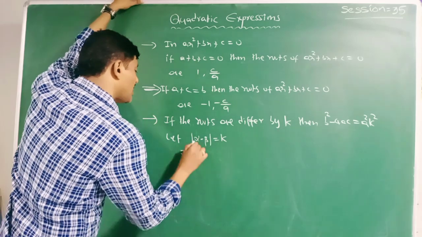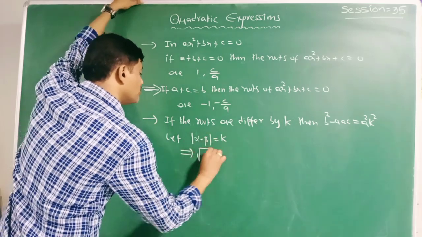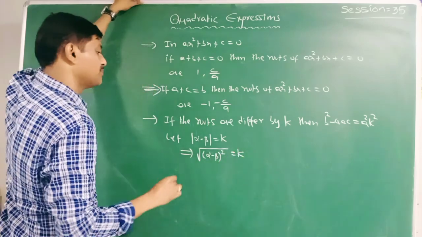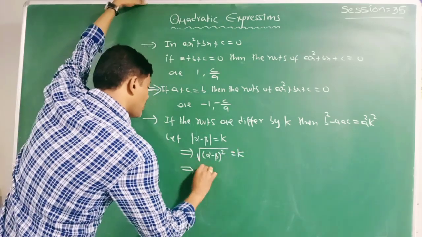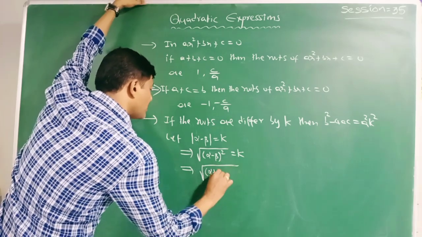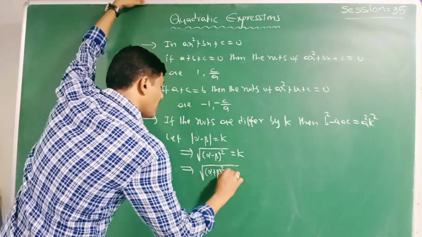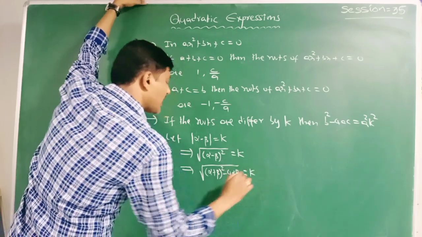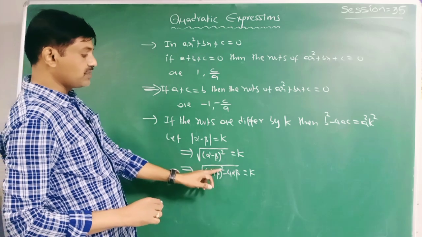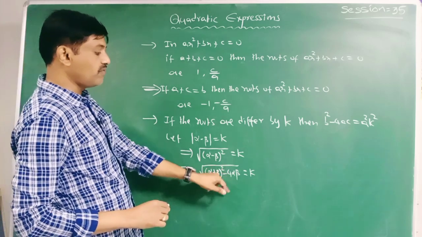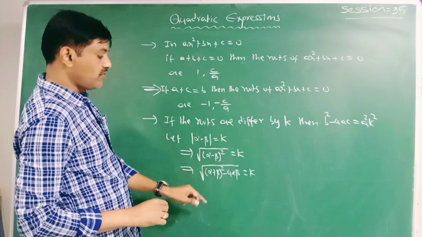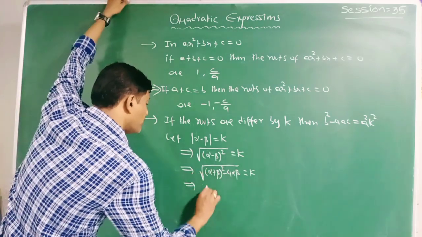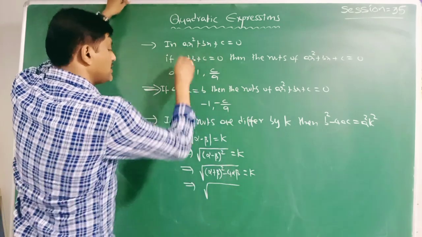Now what is modulus of alpha minus beta? You take inside, alpha minus beta whole square is equal to k. What is alpha minus beta whole square? We can write (alpha plus beta) whole square minus 4 alpha beta is equal to k. Alpha square plus beta square plus 2 alpha beta minus 4 alpha beta will become minus 2 alpha beta. Now we have to replace here. What is alpha plus beta? We know very well, minus b by a.